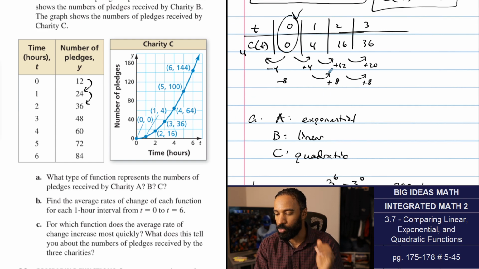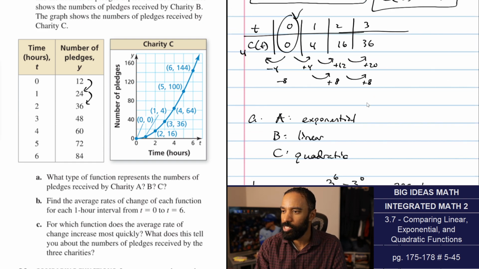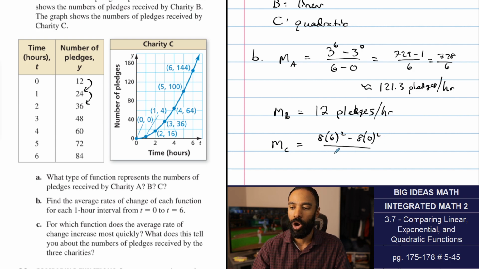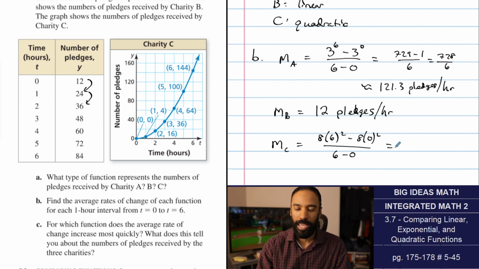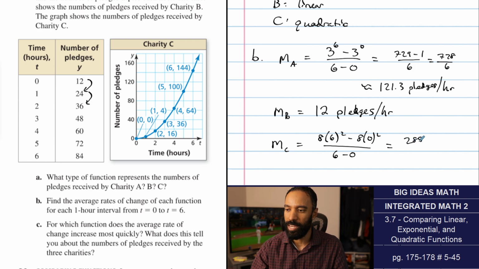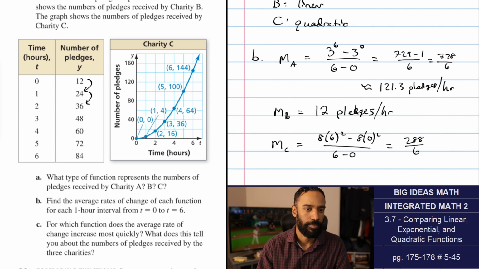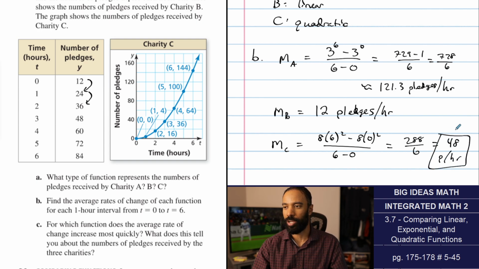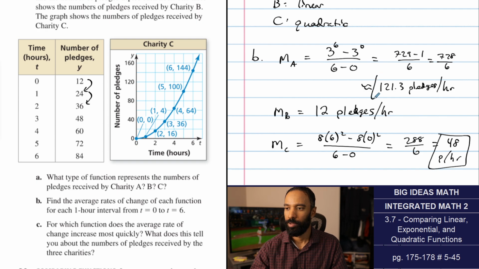The quadratic one I have to use, though. Where's my equation? 8t squared. So slope of C will do 8 times 6 squared minus 8 times 0 squared. That's 0. Over 6 minus 0. So 8 times 6 squared. We have to do 8 times 36. And I'm getting 288. So 288 divided by 6. And I get 48. So 48 pledges per hour on average there. So boom, boom, and boom.